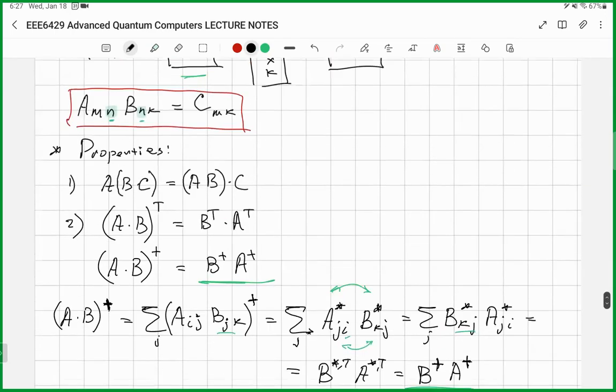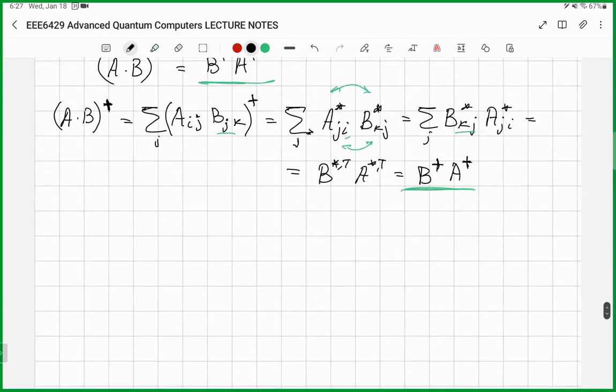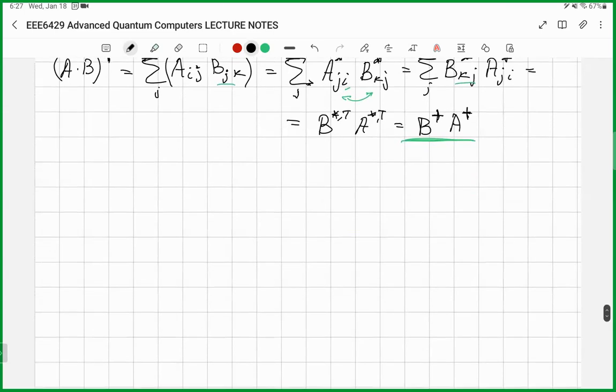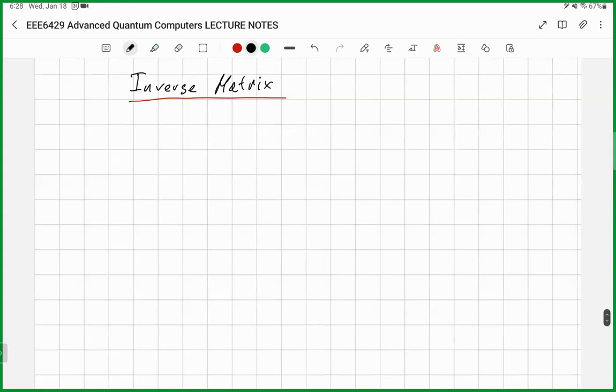So now we introduce this matrix product, and let's introduce the inverse matrix now. In your homework, you also have an assignment, the problem to find the inverse matrix. So it is always important to know how to find the inverse matrix.